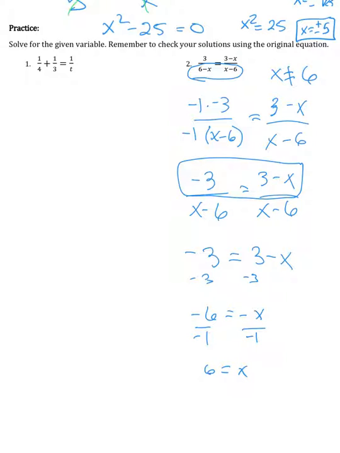Now, here's the problem with that. If we go all the way back to the top, up here, we said that x couldn't equal 6. But when we solve it, we get x equals 6. So what this means is that there is no solution.